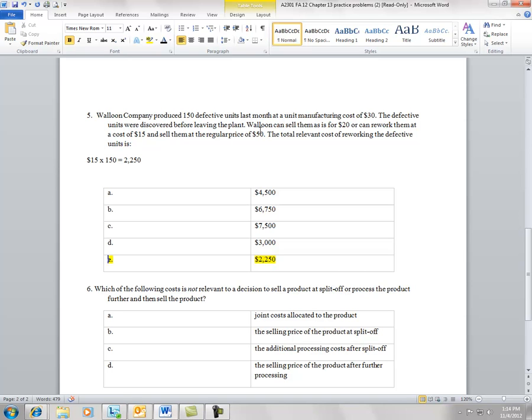And just something to note on this one, the manufacturing cost of $30, since these were already produced before we're making our decision to either sell as is or to rework, that unit cost is going to be irrelevant. It's going to be the same between both alternatives.